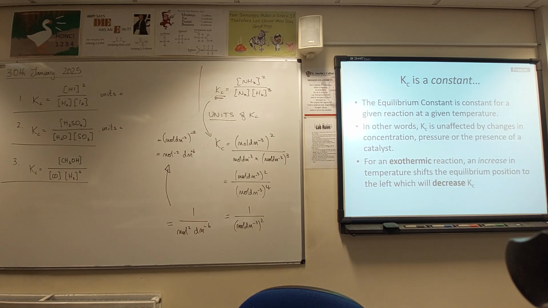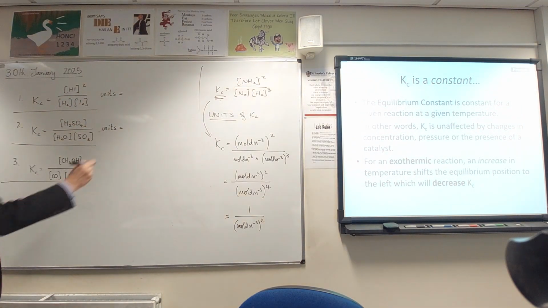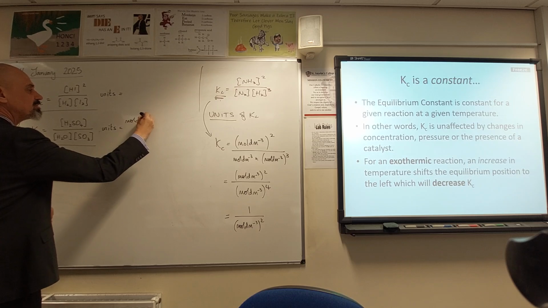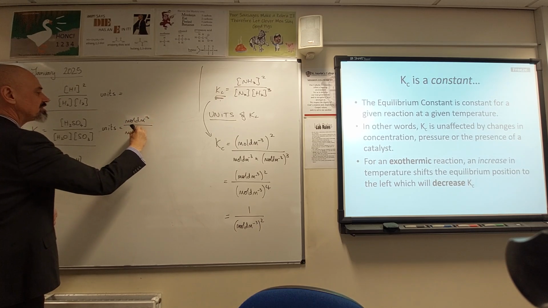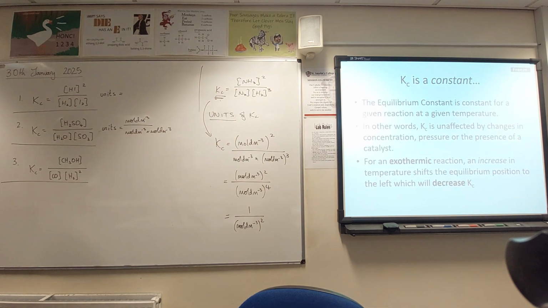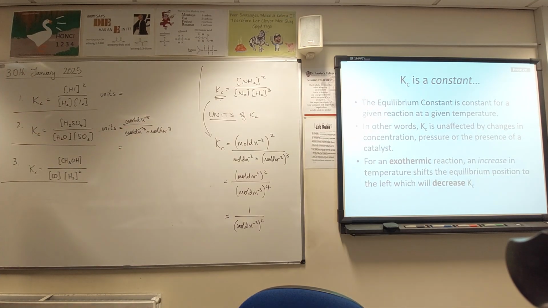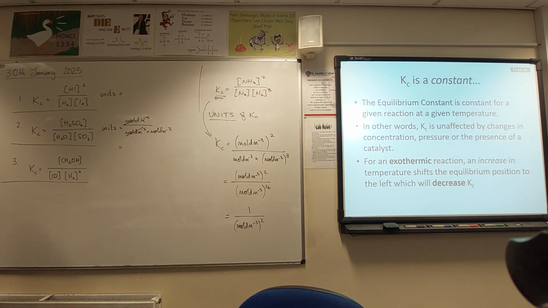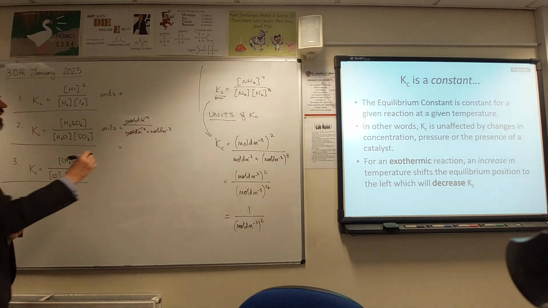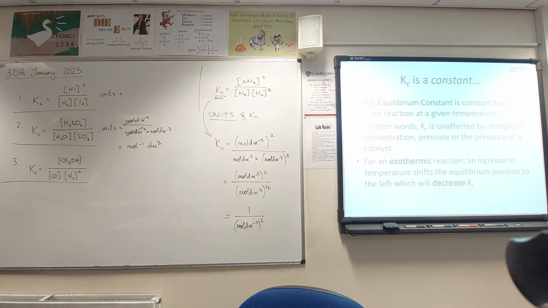Units for 2 would be mole per dm cubed over mole per dm cubed times mole per dm cubed. Cancel, cancel. No, 1 over mole per dm cubed. So that will be mole^-1 dm to the 3, plus 3.